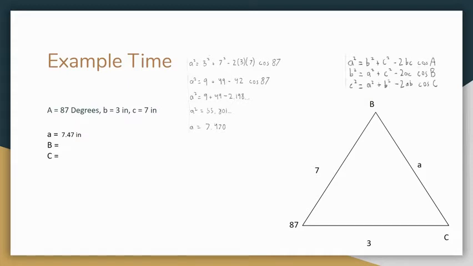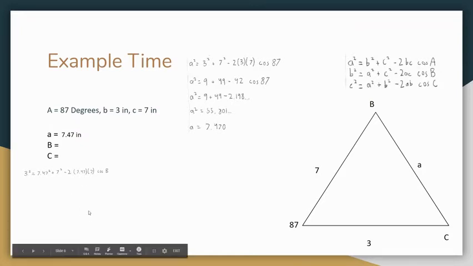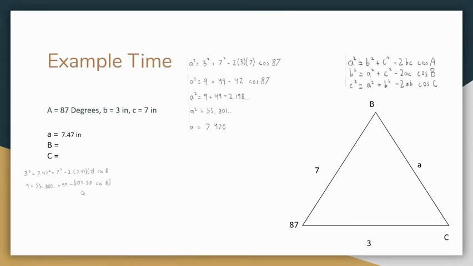Now you have all three sides, so solving for the angles will be a lot easier. So now we're going to solve for angle B down here. You have 3 squared equals 7.47 squared plus 7 squared minus 2 times 7.47 times 7 times the cosine of B. We're solving for an angle. So this one, you simplify it down, you get 9 equals 59.800, hold the long number, plus 49 minus 104.58 times the cosine of B.